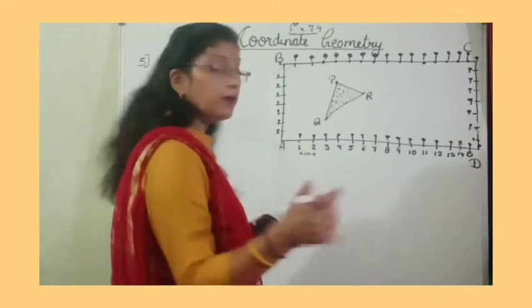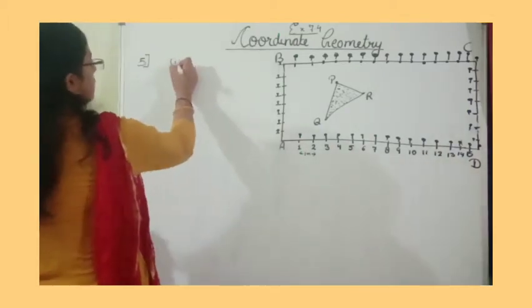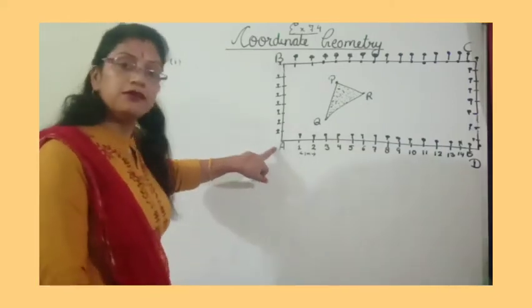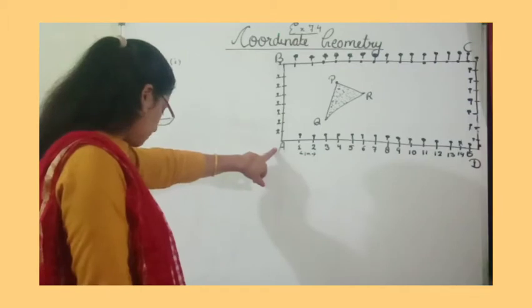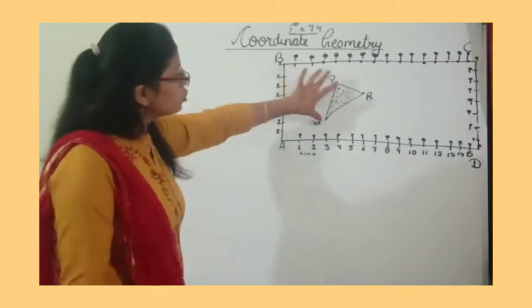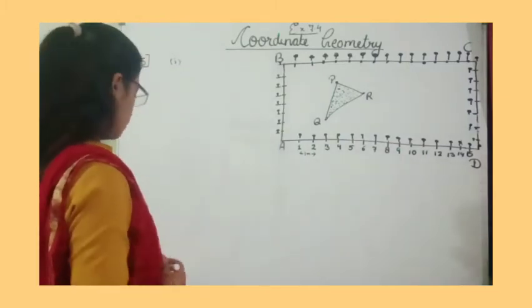So now the first part, what is given to you? Look at here. Taking A as the origin. Where is A? This. Taking A as the origin, find the coordinates of the vertices of the triangle. So ye jo triangle hai, iske vertices find karne hain. Okay? So we have to find the vertices of the triangle.